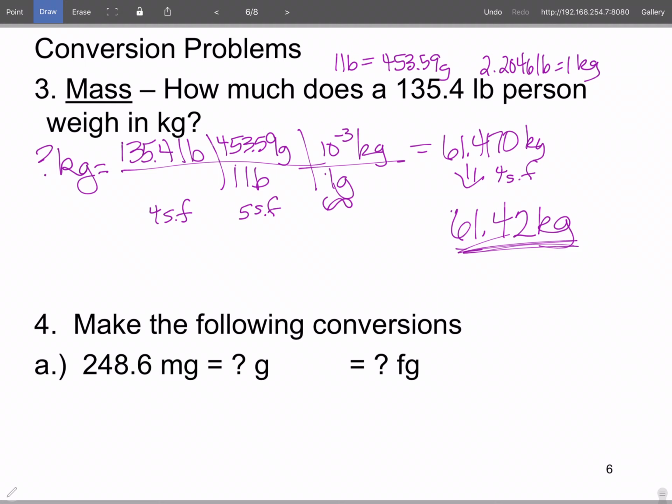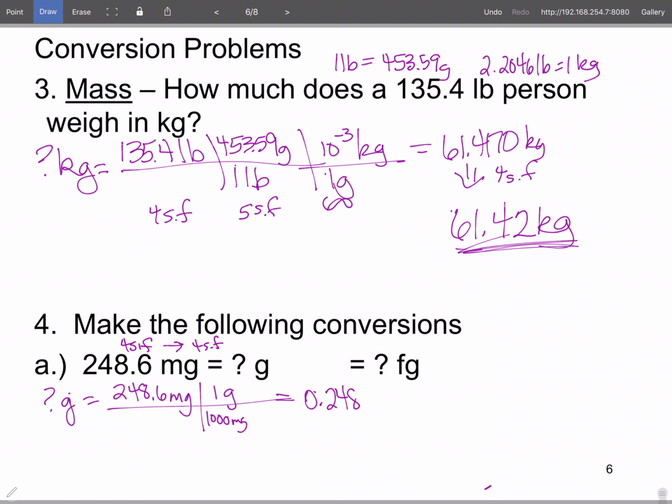On number 4, this conversion is strictly metric. So we start with the same number of significant figures. So we're going to start with 4 significant figures. So in all of them, we're going to end up with 4 significant figures. So if we're doing grams, we're looking for 248.6 milligrams. And 1,000 milligrams is 1 gram is equal to 0.2486 grams. Okay, and the next one is femtograms.